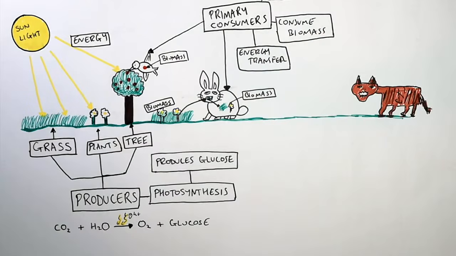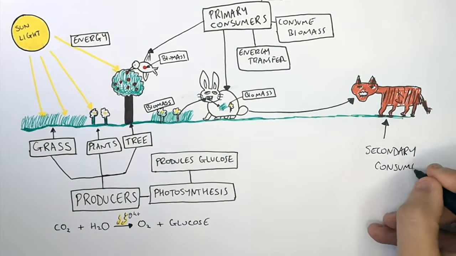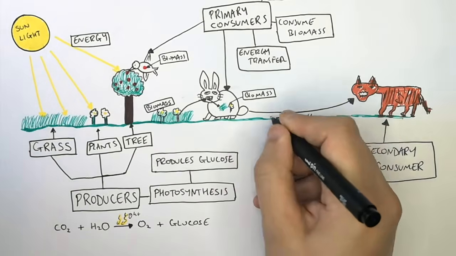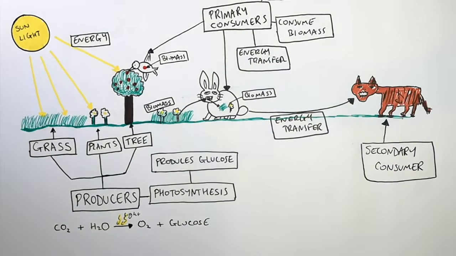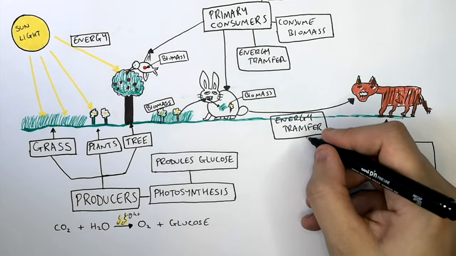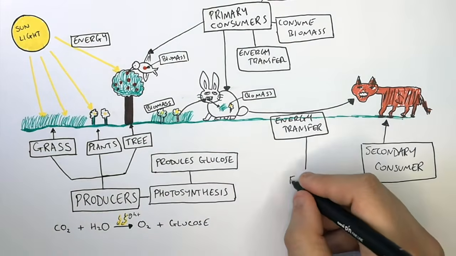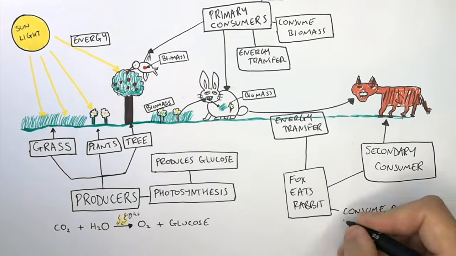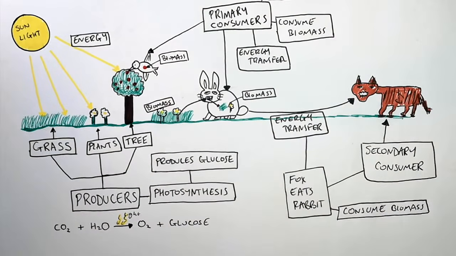The next transfer of biomass occurs between the primary consumer and the secondary consumer, whereby there is an energy transfer from the primary consumer into the secondary consumer when the secondary consumer eats the primary consumer. So in this case here, the fox eats the rabbit and consumes the biomass, which contains energy and allows the energy to be transferred into the fox.